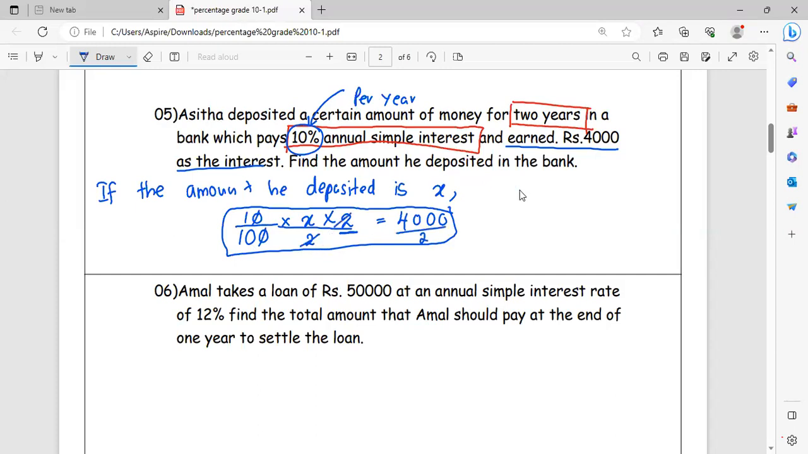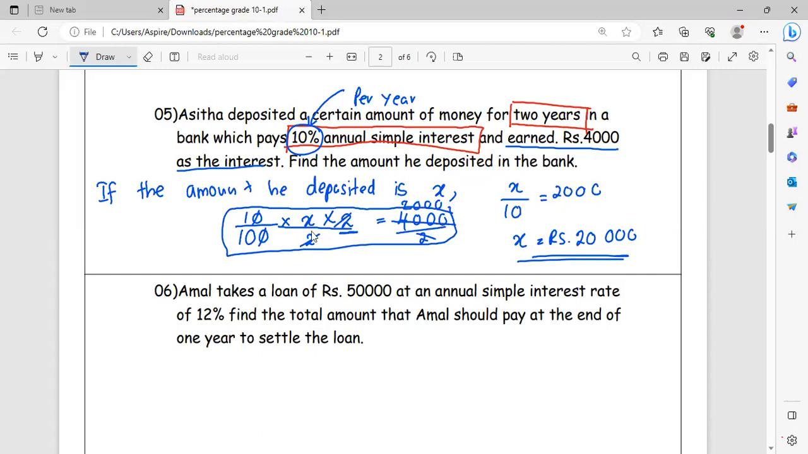Then here we obtain x upon 10 equals, if you divide this 4,000 by 2, answer is 2,000. Okay. Then x is equals to, multiply 2,000 by 10, it is 20,000. The amount he has deposited equals to 20,000.